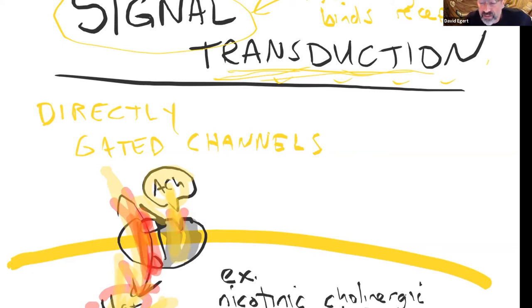More commonly, you've got a much more complicated thing going on. I'm going to show you that now. For instance, we're going to talk about the muscarinic cholinergic receptors, or most of the serotonergic receptors. Most of the other receptors are going to be more complicated. Or the receptors for insulin, or most hormones, are going to be more complicated than just something like this. So this is directly gated.